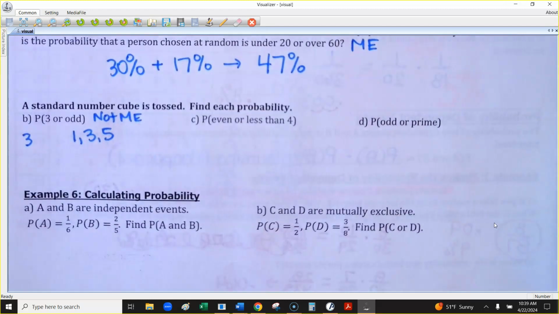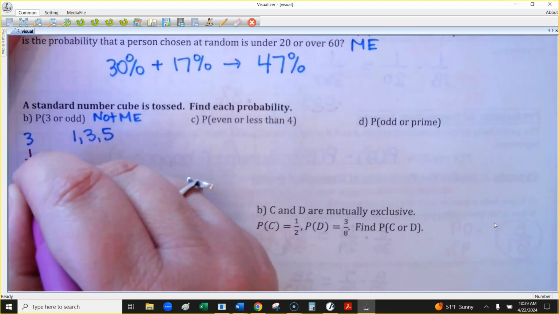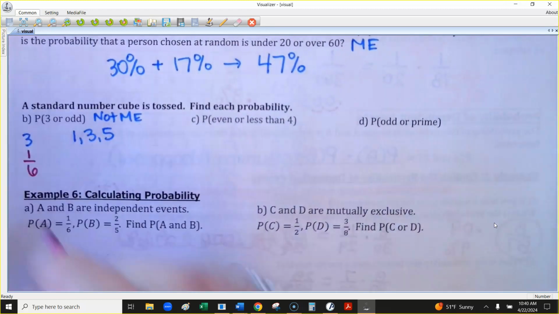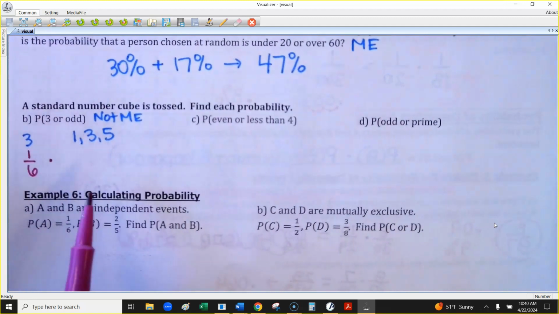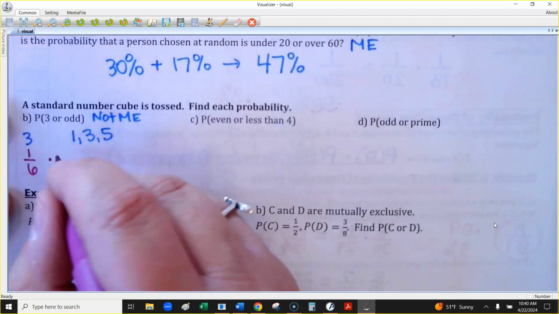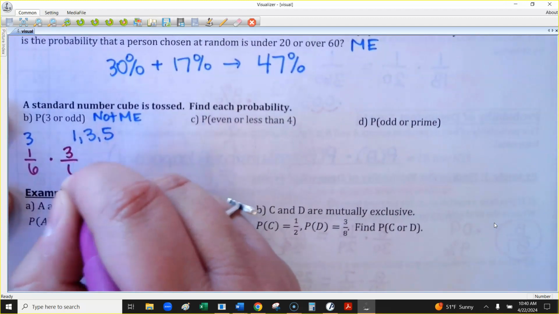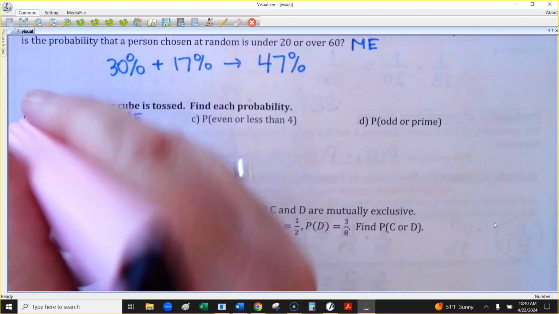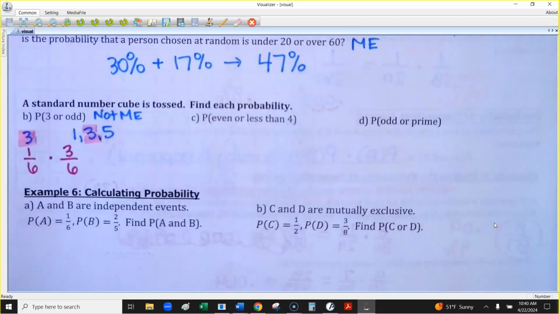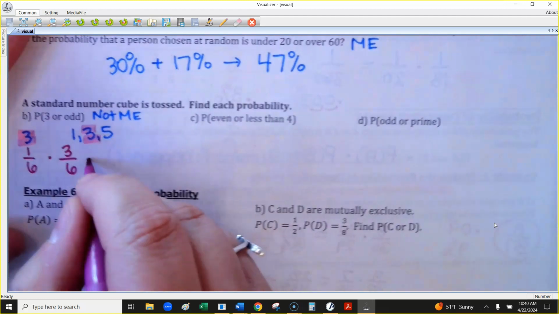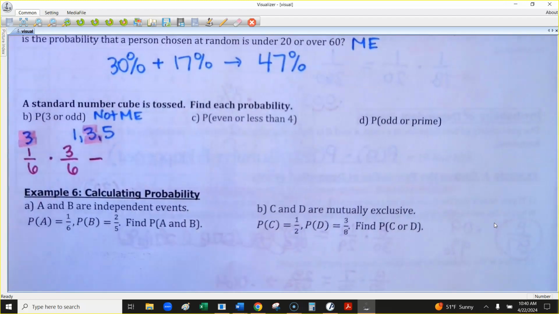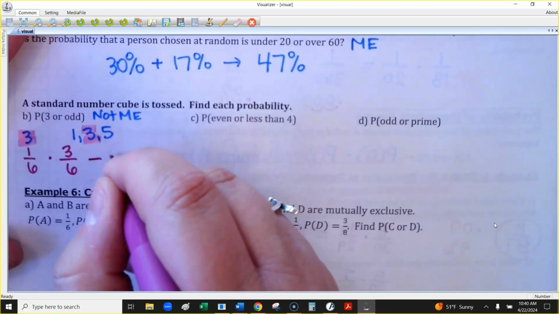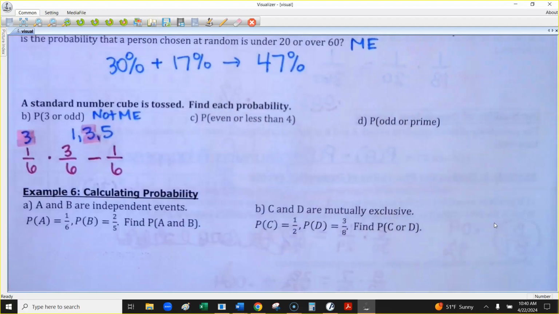So here's how this would work. The probability I would get a 3 would be 1 out of 6. The probability that I would get an odd number would be 3 out of 6. But if you notice, this 3 that's in both categories, I count that twice. So I have to subtract off the fact that I counted that twice. So I would subtract off 1 counted twice there.